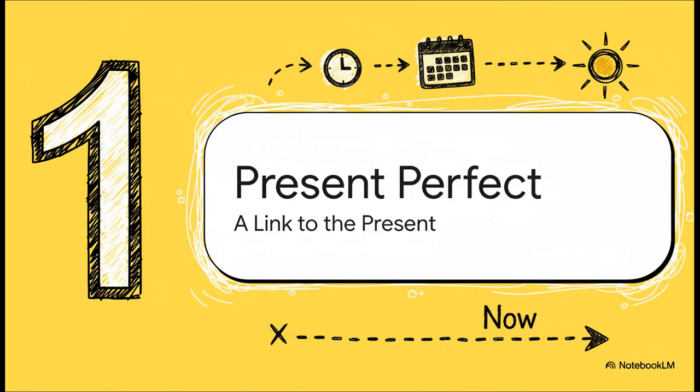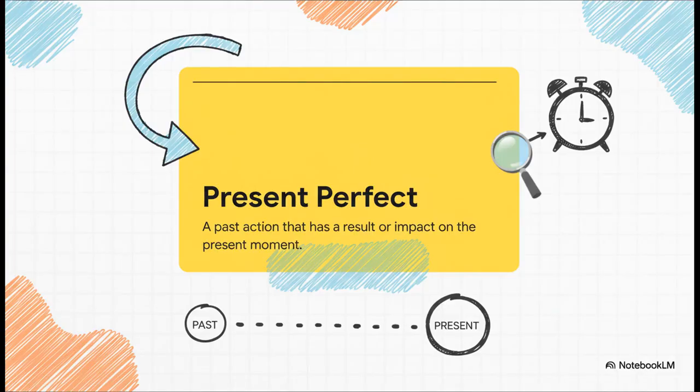Okay, first up, the present perfect. And you know, the biggest clue is literally right there in the name. It's all about its connection to the present. So what does that really mean? Well, it describes something that happened in the past, but, and this is the key part, it has a result or it's still relevant right now. I like to think of it like a bridge, connecting a past event directly to this very moment.